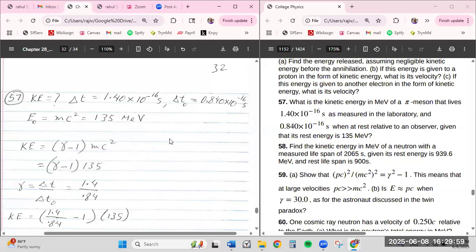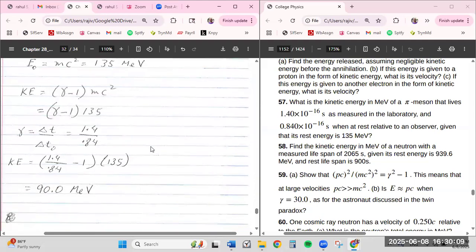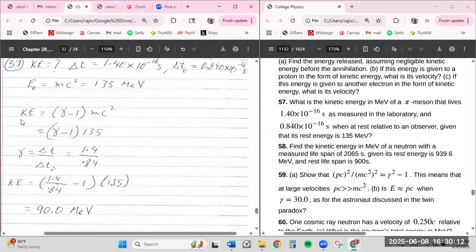So this is the time measured when the particle is in motion with respect to the observer. Now the rest energy of the meson is 135 MeV, and rest energy we know is mc squared. And you have to figure out the kinetic energy. Kinetic energy is gamma minus 1 times mc squared. So you plug in 135 for mc squared, keeping in mind this is in mega electron volts. From this, you will need to know what gamma is before you can find KE.